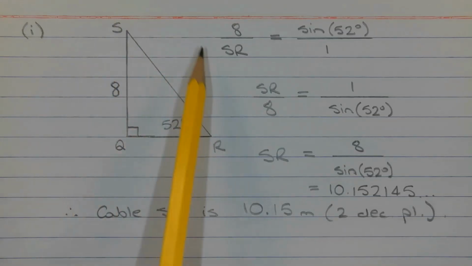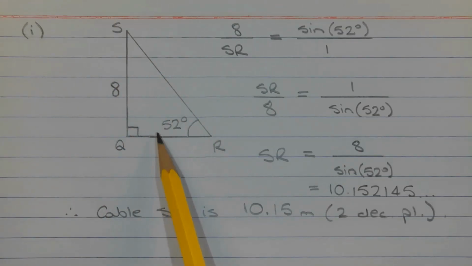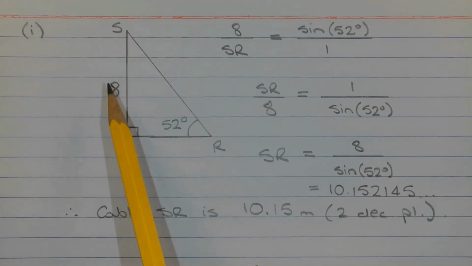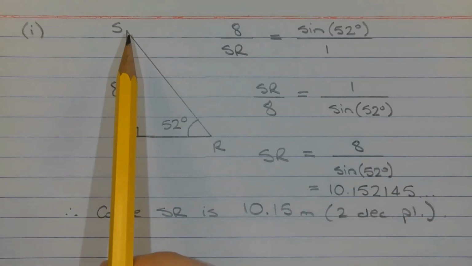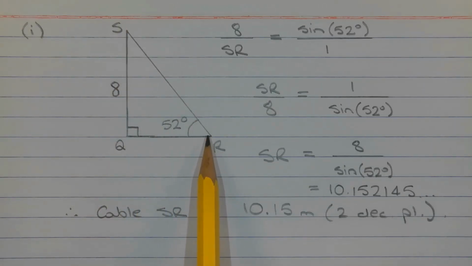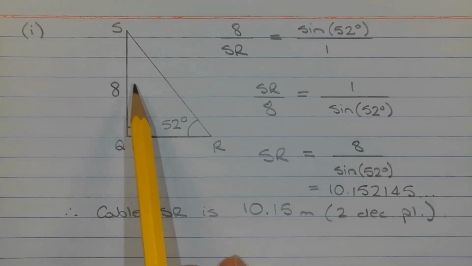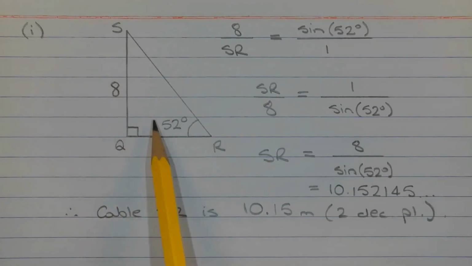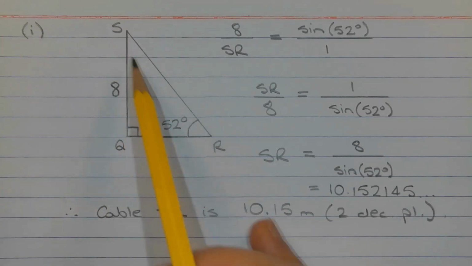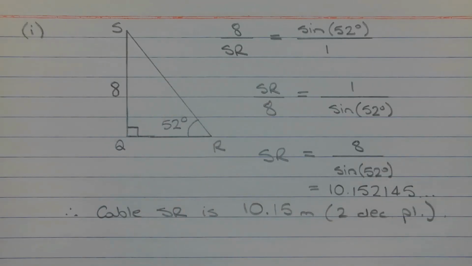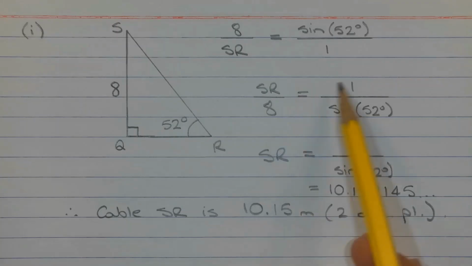Consider right-angled triangle SQR. Now the size of the reference angle, angle SRQ, is 52 degrees and the length of side SQ is 8 meters. Now the question is asking us to find the length of cable SR, which represents the hypotenuse of this right-angled triangle. So we have the length of the opposite side, that's the side opposite the reference angle. We want to find the length of the hypotenuse, so we need to use the sine ratio in order to do so. And we can form this equation.